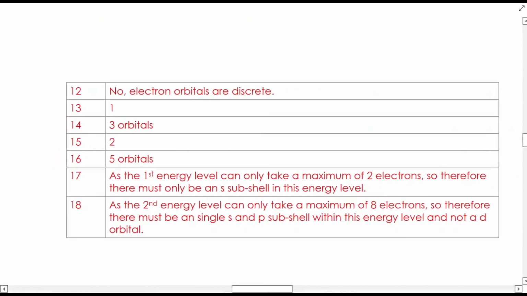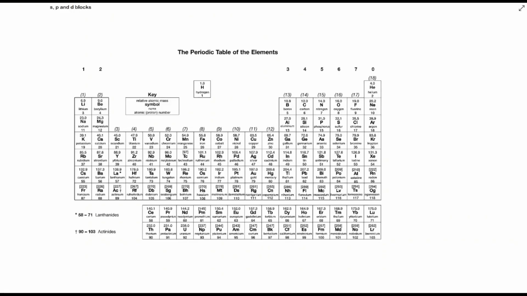So here's our answers. Okay, check you've got them all right. It's important to remember that electrons can only exist in the shells, and therefore they can only exist in the orbitals. Now, this leads to something called S, P, and D blocks.